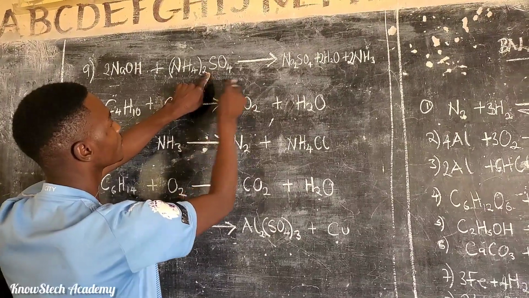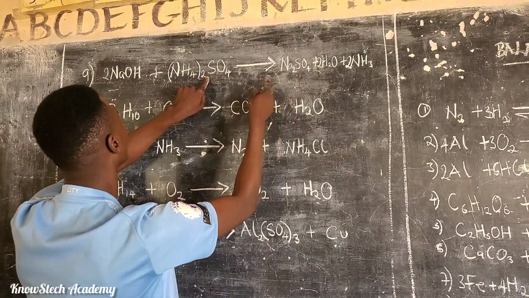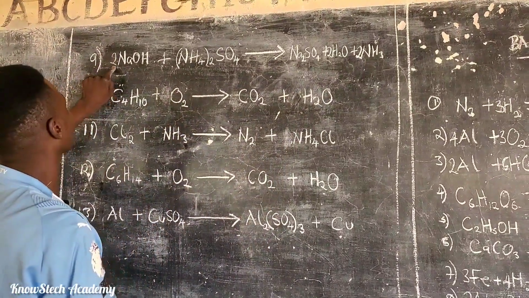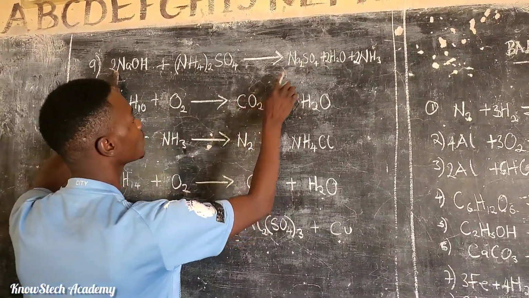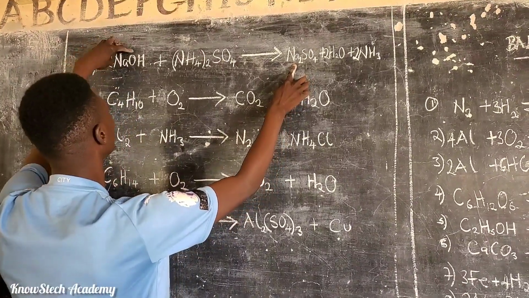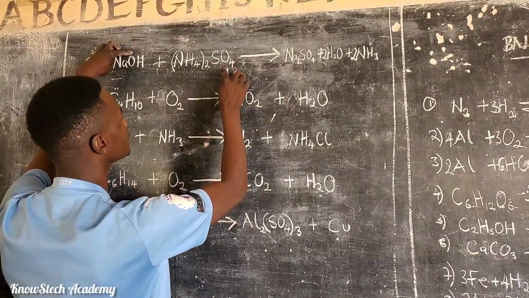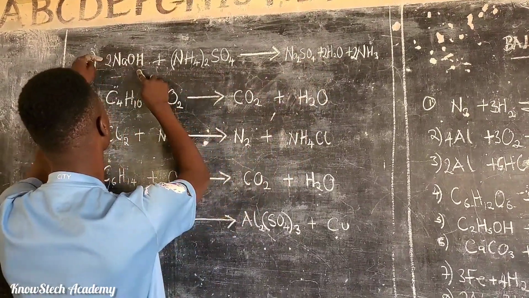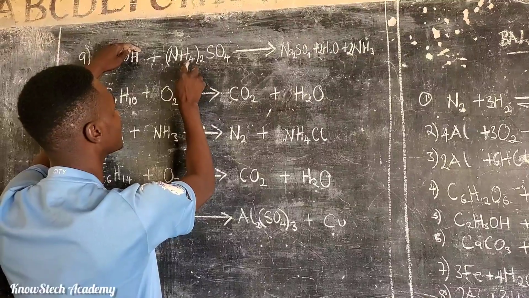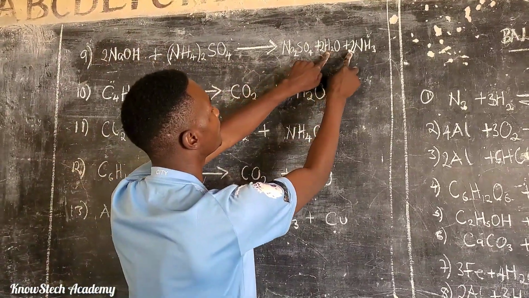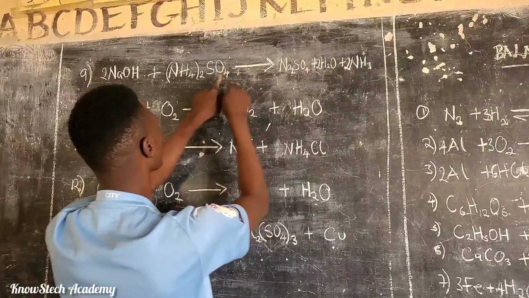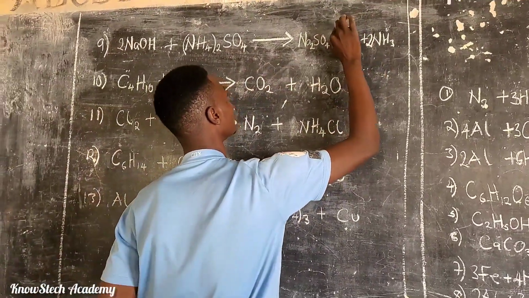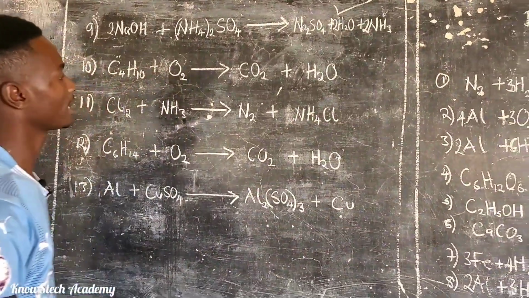Sulfur here, 1. We're done with oxygen, right? Yes. Let's check. Sodium 2, oxygen, you have 2 plus 4, 6, right? So 4 plus 2, 6. Hydrogen, you have 2 plus 8, 10, right? And here you have 4 plus 6, 10. Sulfur, 1. This equation is exactly balanced.